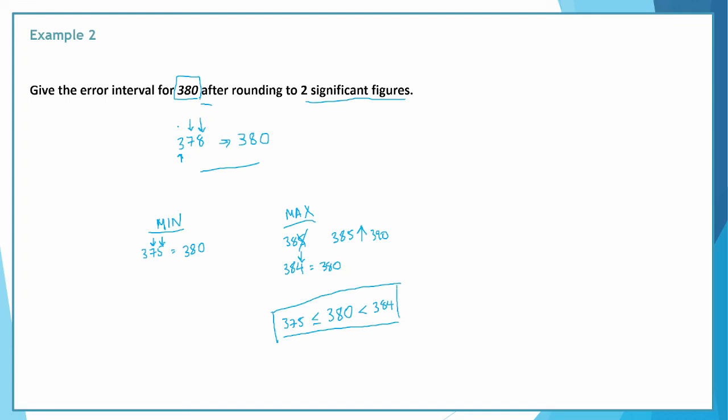So as long as the value is greater than or equal to 375 and less than 384, when we round it to two significant figures, we'll end up back at 380.